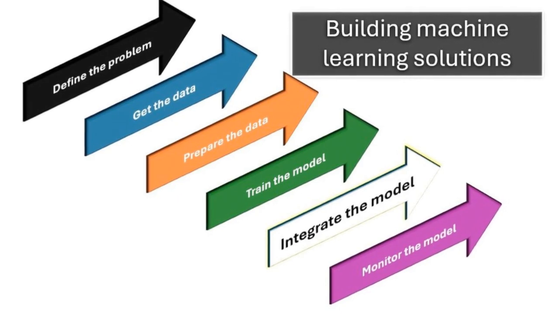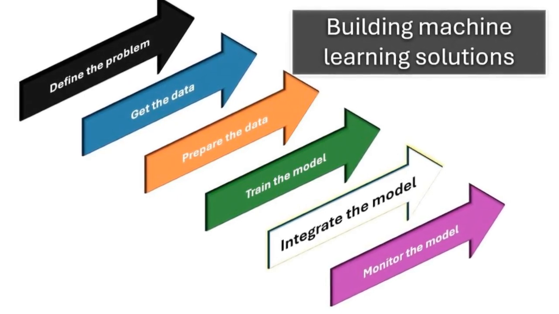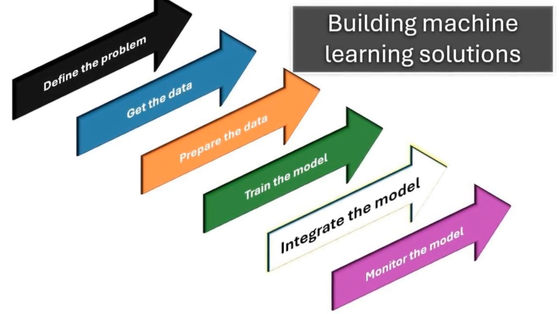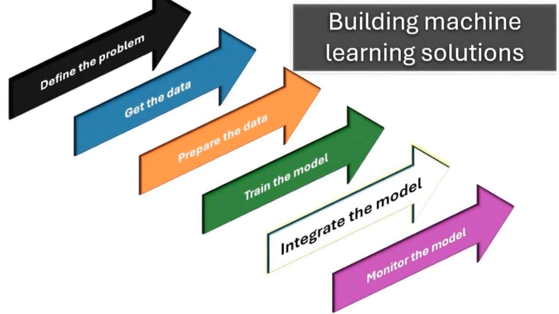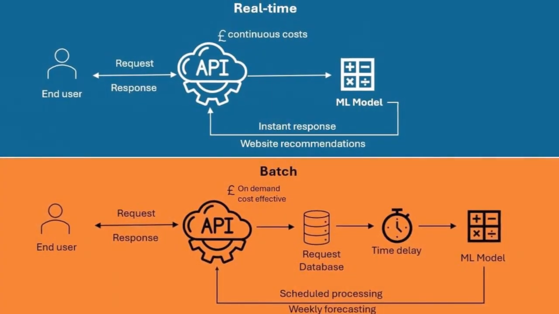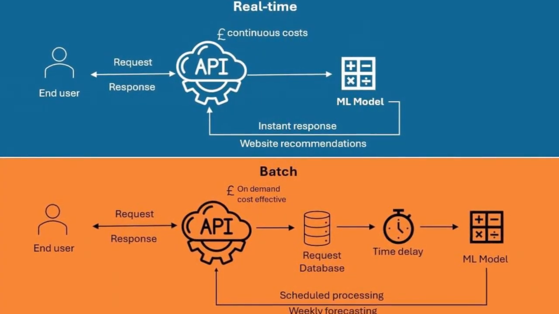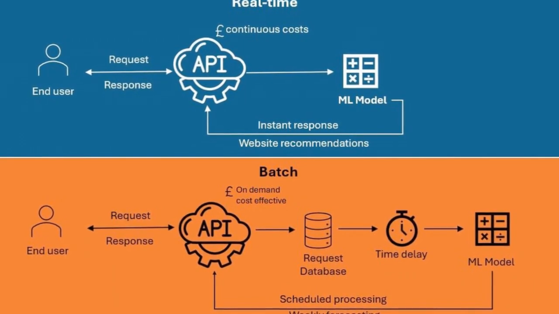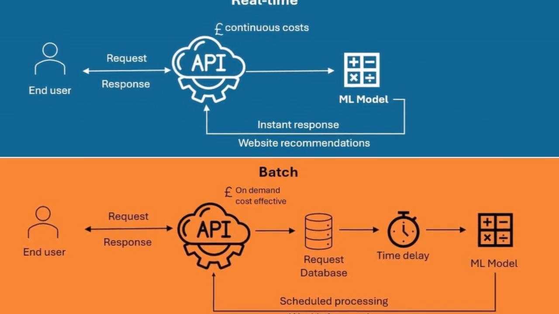Deploying and integrating a model. After training, the ultimate goal is to integrate the model into an application to get predictions. You do this by deploying the model to an endpoint, which is a web address your application can call to get a response. You have two main options for deployment, which impact both cost and performance.